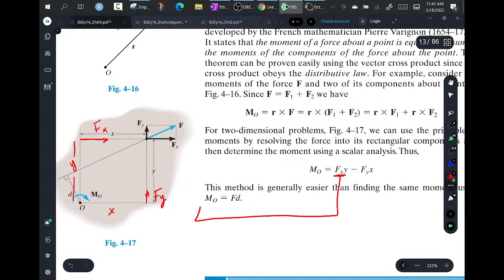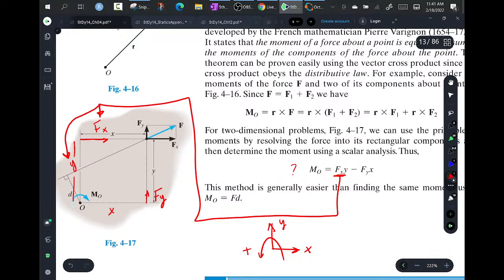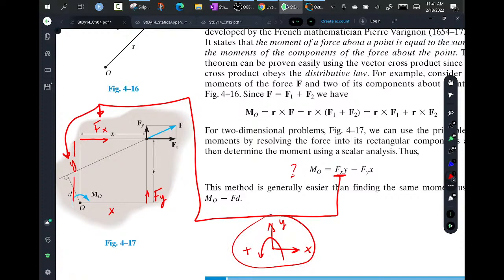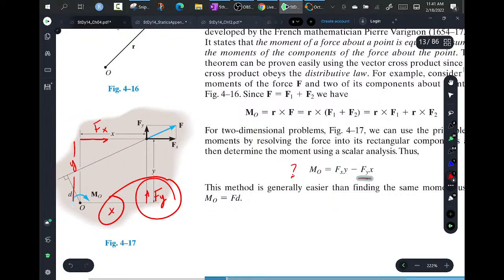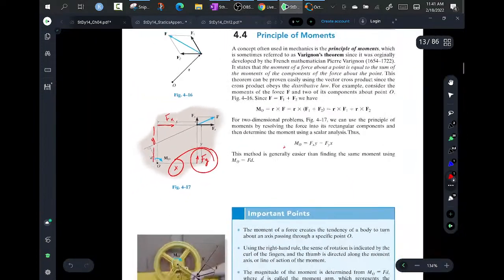Fx times y. And it's positive. Think about this. This is actually positive. So the question I have is whether the sign convention is correct with respect to this, or are you just keeping up with it? In this particular case, I think you're keeping up with it, because here's Fy times x. So you can break a force into components and move those components along their line of action.